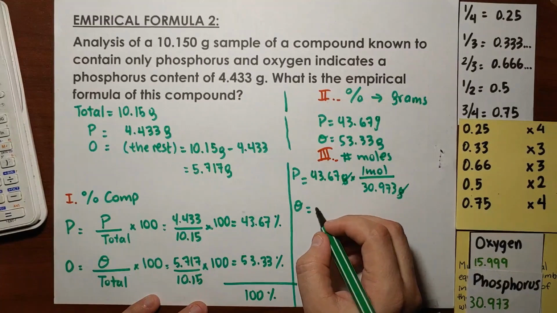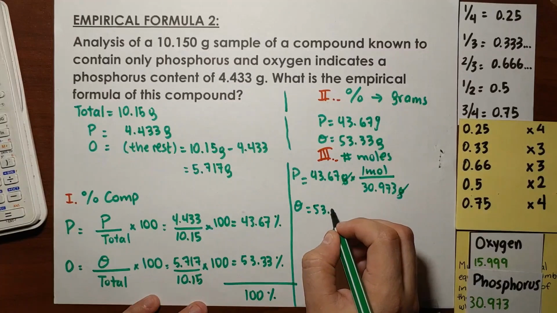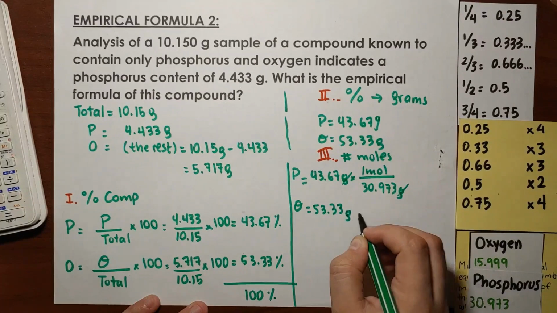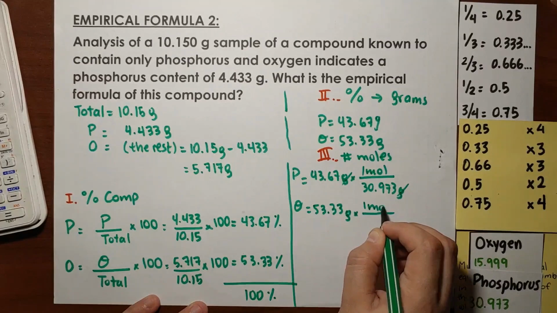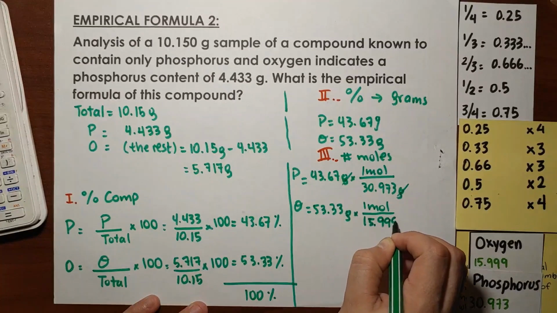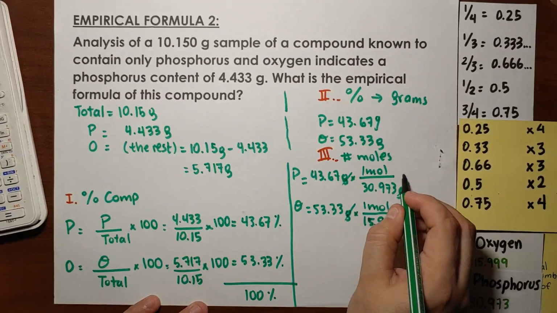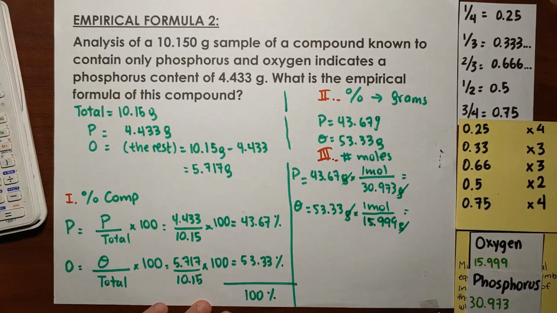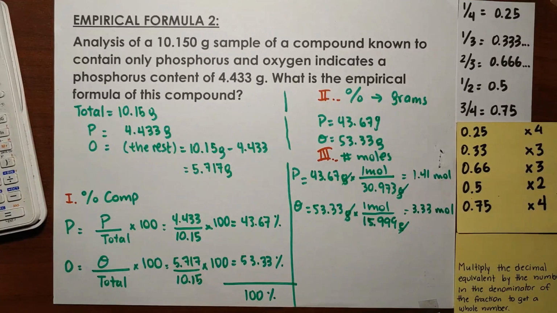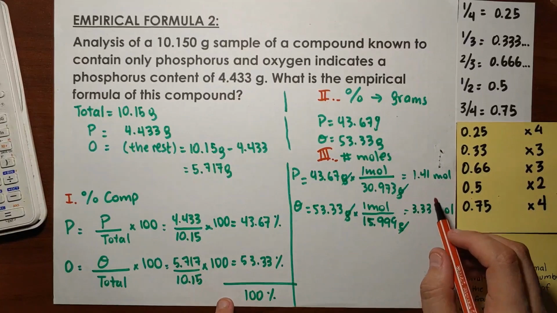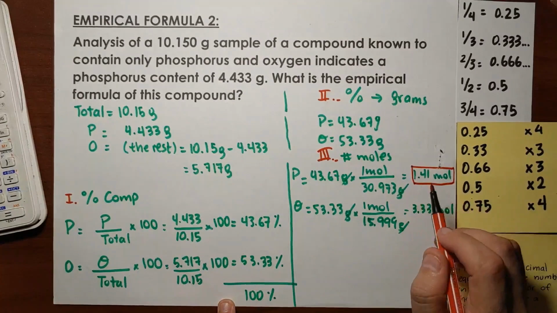For oxygen, it's gonna give me 53.33 grams, and in 1 mole of oxygen, I have 15.999 grams. Cancel grams and grams. Okay, now get the number of moles. Knowing the amount of moles of phosphorus and oxygen respectively, we need to divide by the least amount of moles. In this case, between 1.41 and 3.33, the least amount is 1.41.